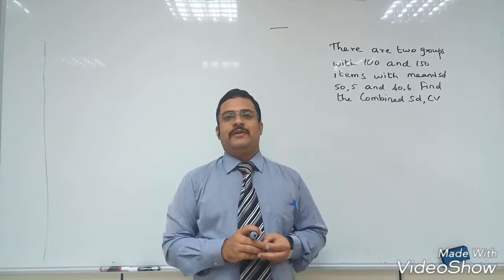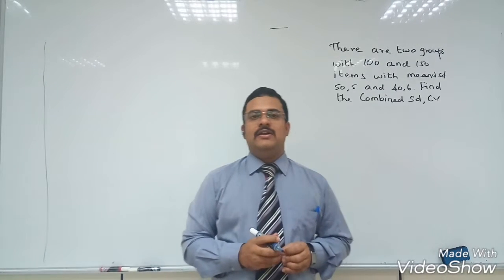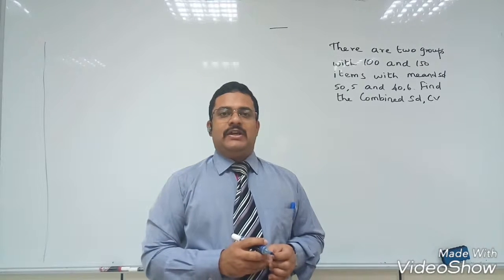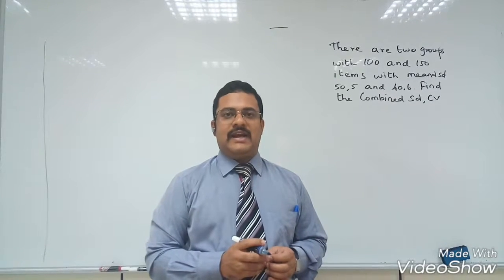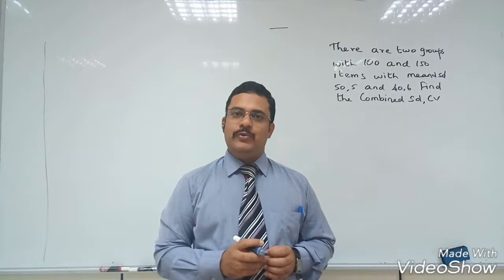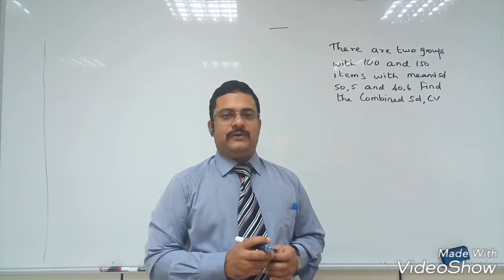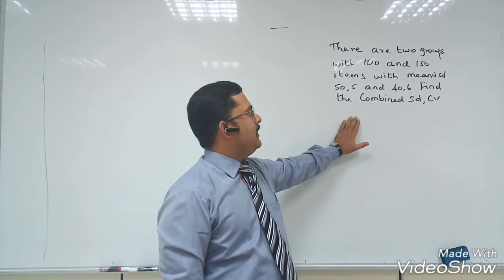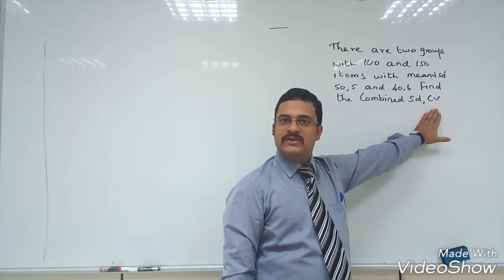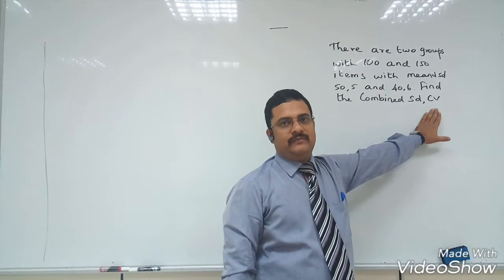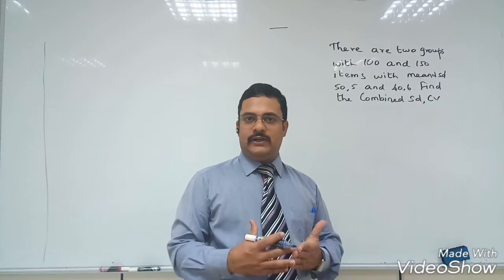Welcome to our lecture on combined variance, standard deviation, and coefficient of variation. In our earlier lectures, we have discussed the arithmetic mean, median, standard deviation, and coefficient of variation for grouped and ungrouped data. In this lecture, we are going to discuss the combined arithmetic mean, combined variance, combined standard deviation, and the combined coefficient of variation of two items.